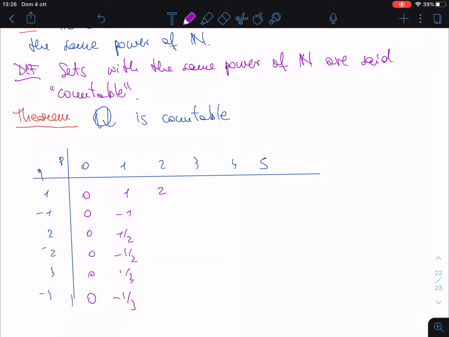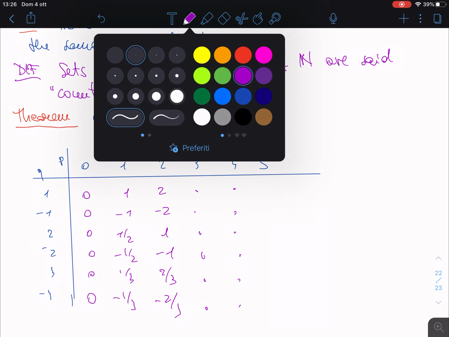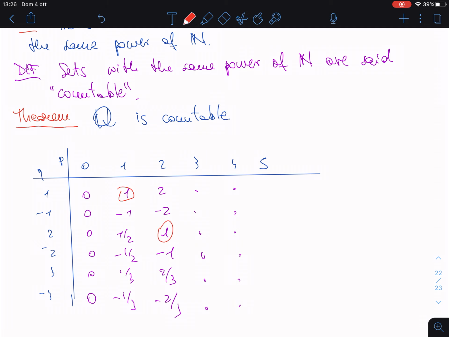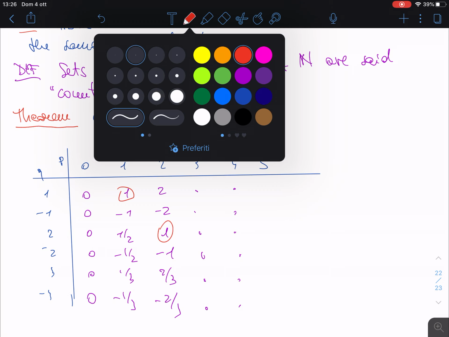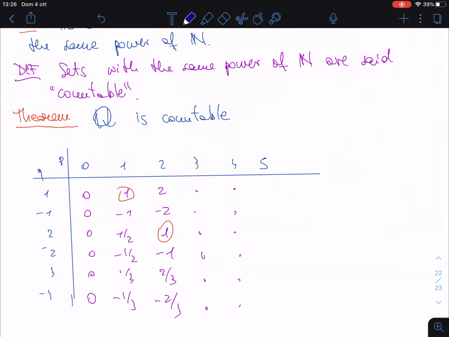Here 2, minus 2, and again 1, minus 1, 2/3, minus 2/3, and so on. When doing this table, you capture all naturals. Indeed, you capture more than all naturals. You see the 1 is already repeated several times here. 1 is here and here, but this is not important. Now what you want to do is simply to count all elements of this table. And you can do it quite easily.